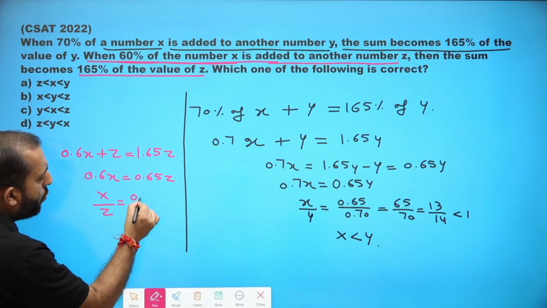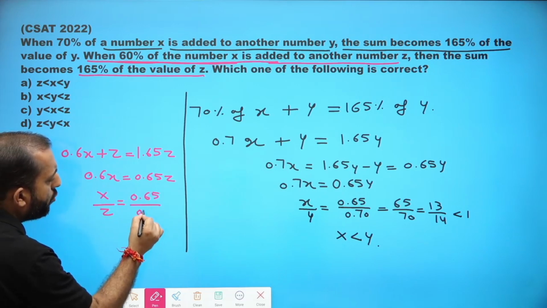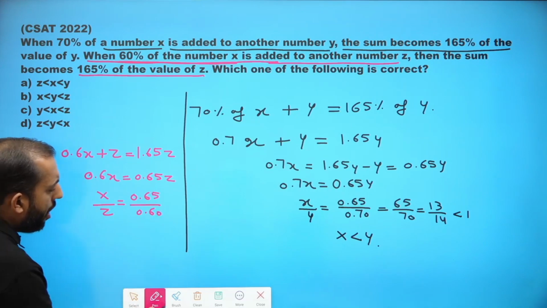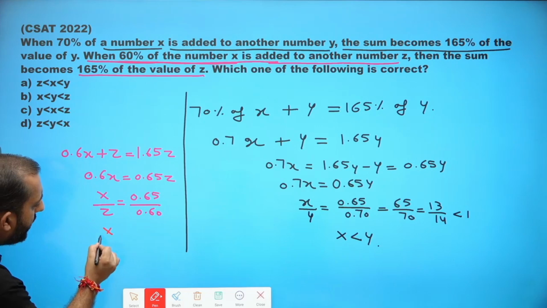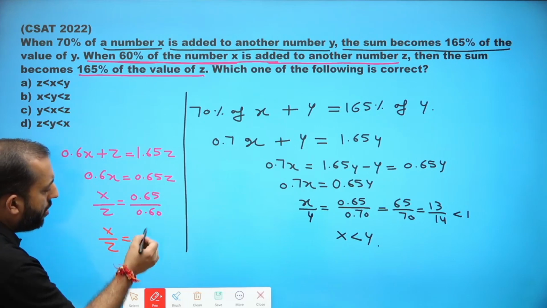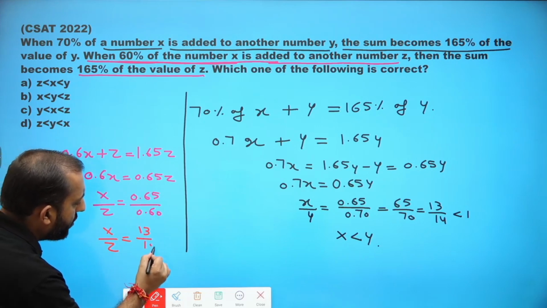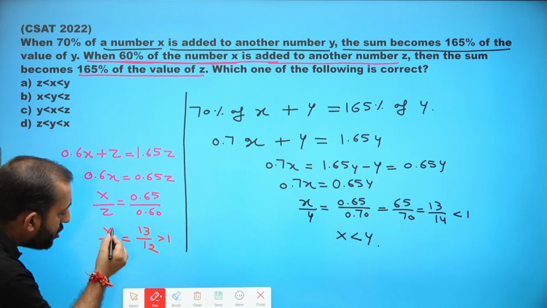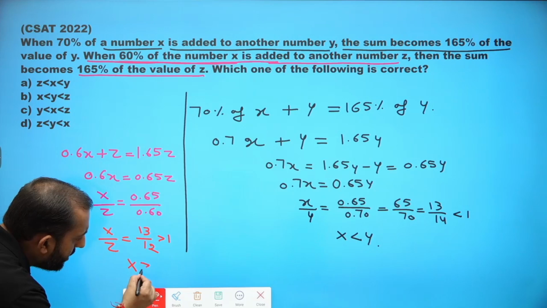If I solve this further, it becomes 0.6x equals 0.65z, which further gives x upon z becomes 0.65 upon 0.60. I can further write it down like x upon z is equal to 13 upon 12, which is greater than 1. So from here it means x is greater than z.